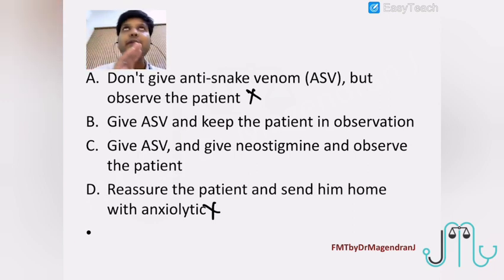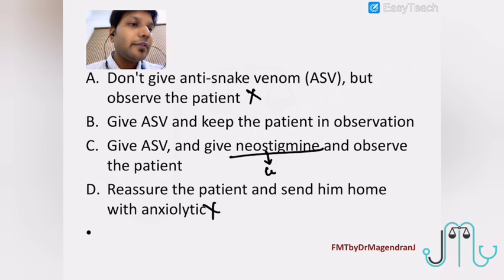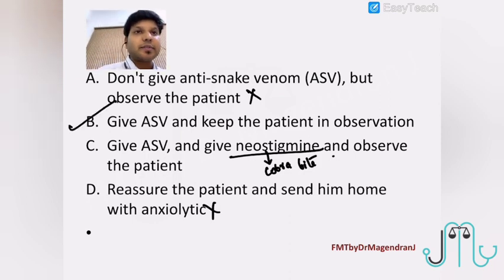Do remember, friends, we have already done this in NEET in many of our lectures. Neostigmine will be more effective only with cobra bite, not with krait bites. Right? It is more effective only with cobra, not with krait. So you have to choose option B as the correct answer, because here we have to give anti-snake venom because it is krait, and you should keep the patient in observation.